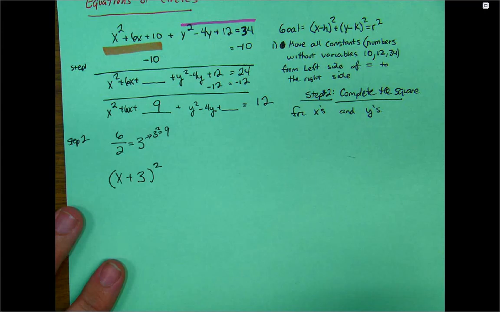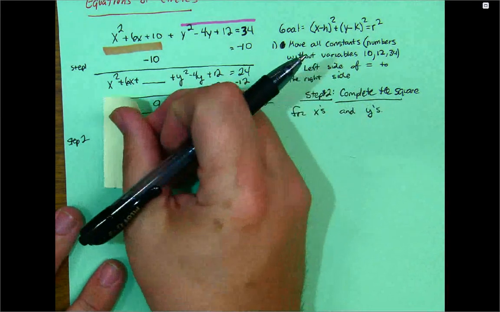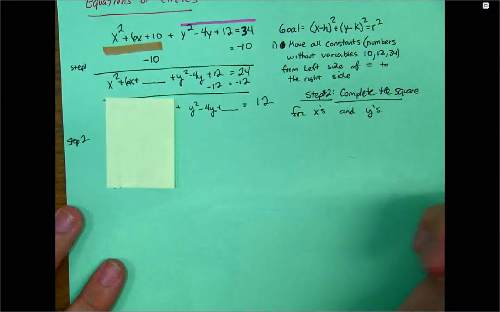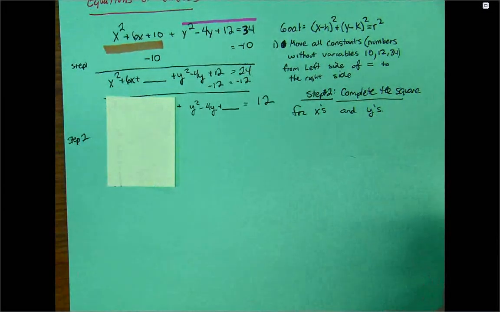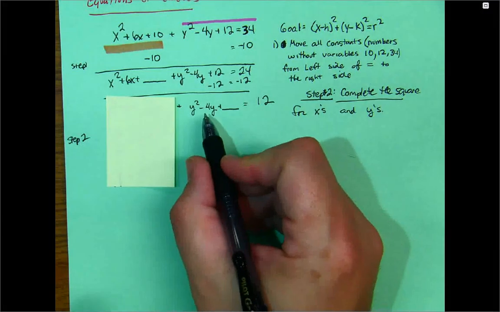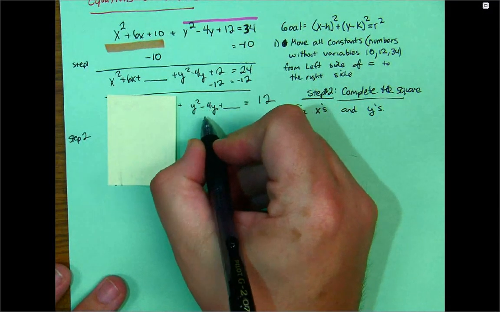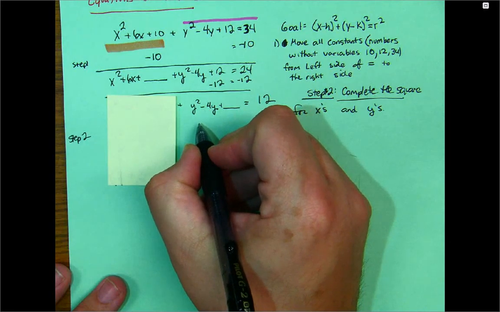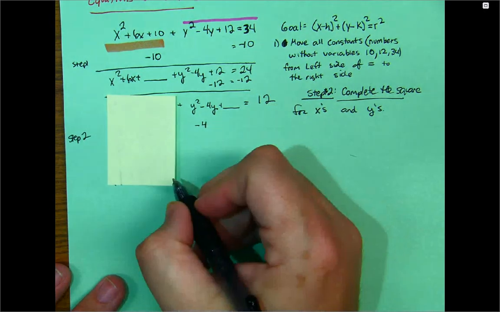This is the great thing about these little sticky notes, because then I can ignore what's going on here. And all the x's are gone, and now I have to just deal with the y's. What's the number that I have to deal with the y's? Not just 4. Negative 4.